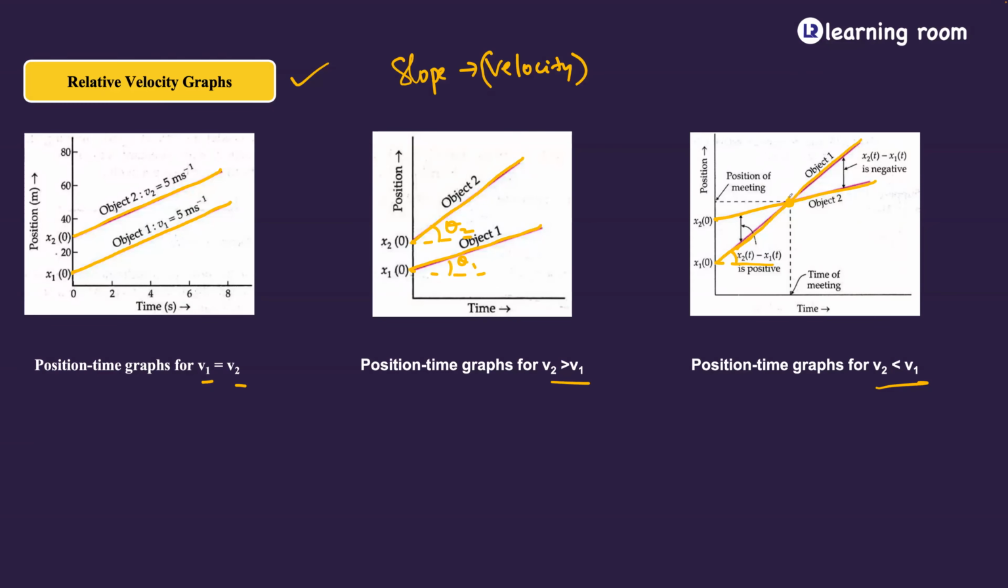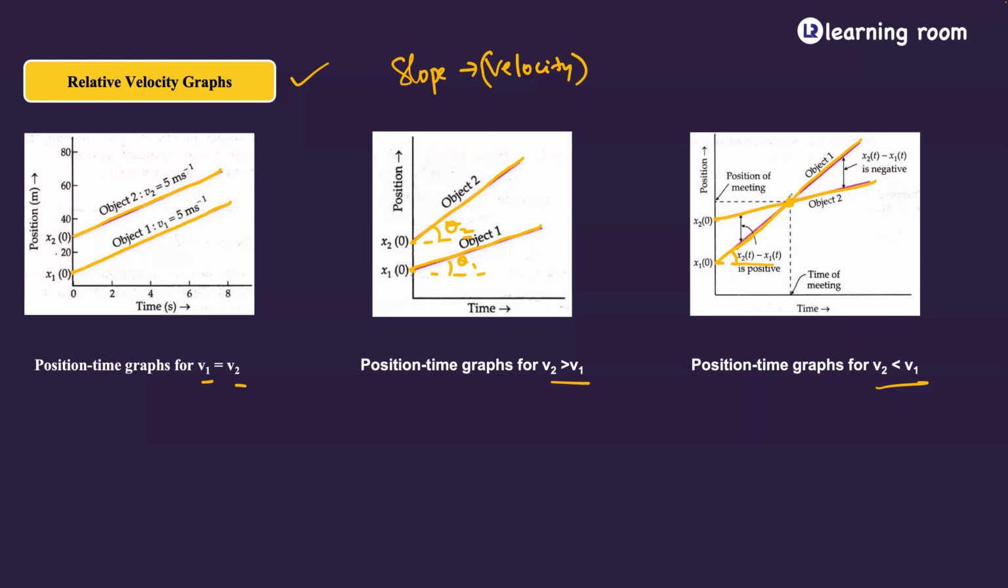So this can be one of the questions that they will ask you. They can give you this graph and ask you to describe the situation. So just to conclude, this is the position time graph when the velocity of the first and the velocity of the second are the same. This is the situation when the velocity of second is greater than 1. And this is when the velocity of second is lesser than 1. So in this scenario, they will meet. Clear?